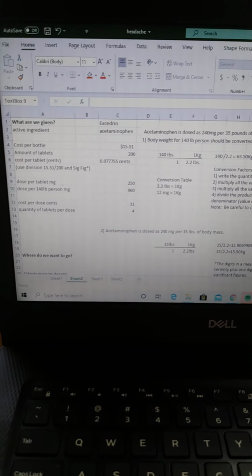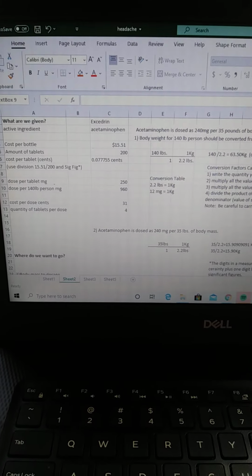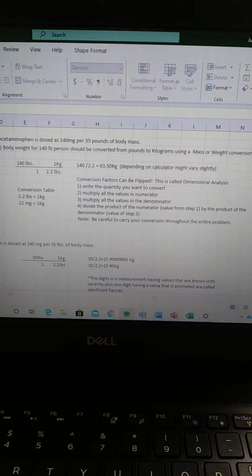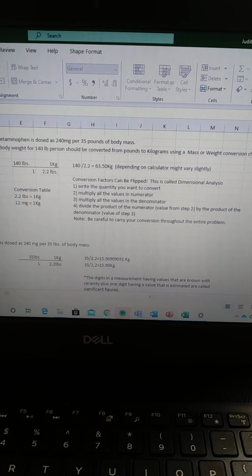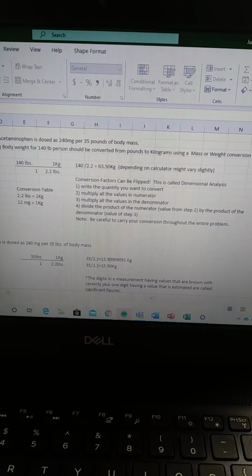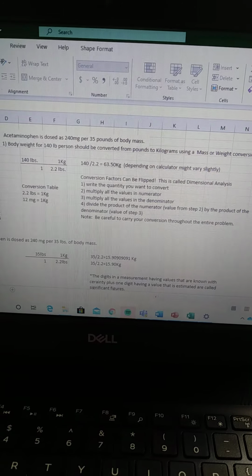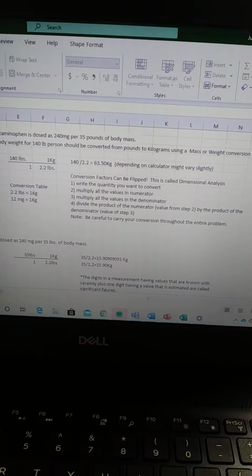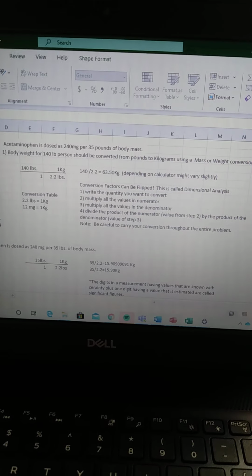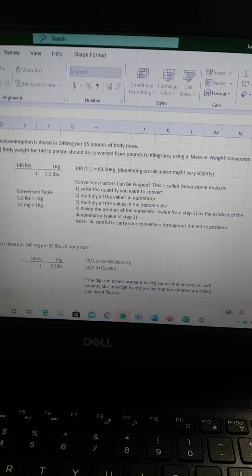Now, one of the first things I did was I used dimensional analysis in order to convert my body weight. And I did that for each problem, and I wrote the conversion factor, and along with my notes, I wrote that it can be flipped because while this isn't very significant for this particular problem, I think that it's notable that when you're working with other problems to remember that can be done.